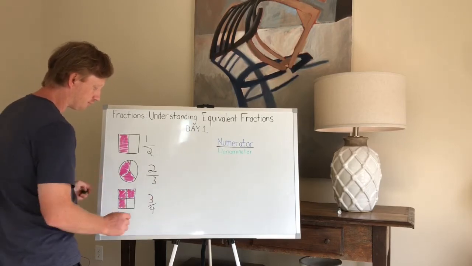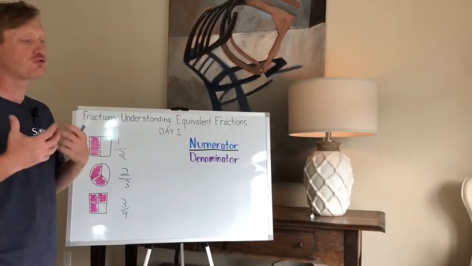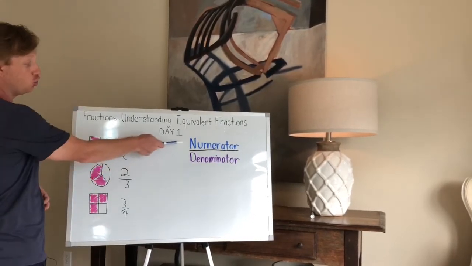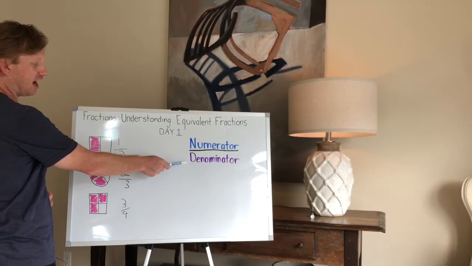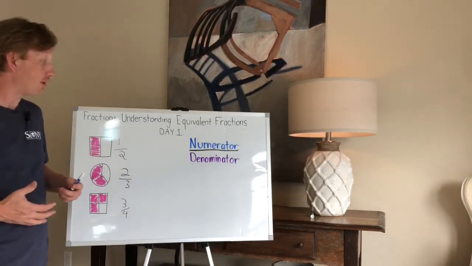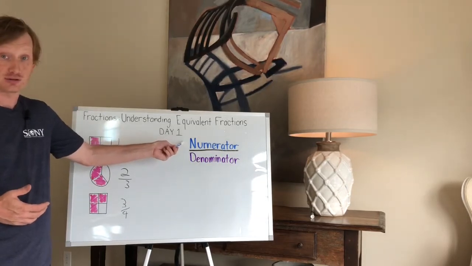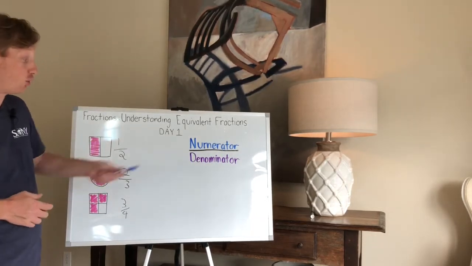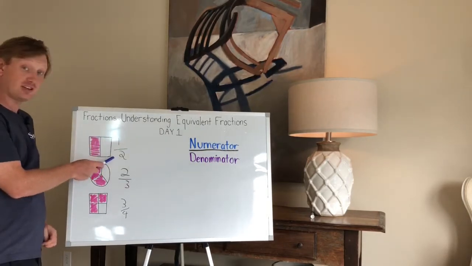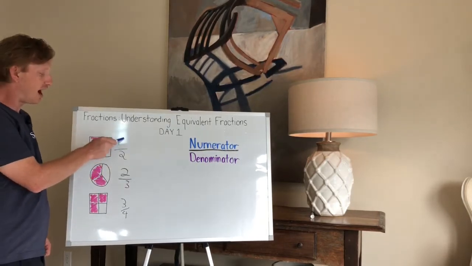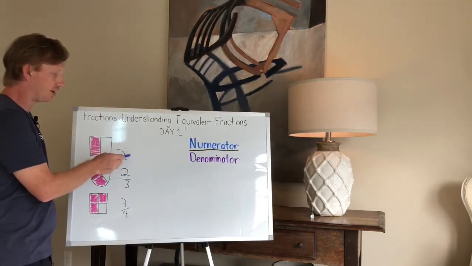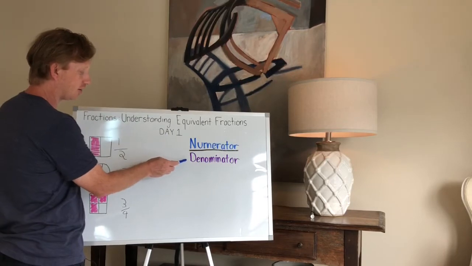3/4. Now there are two words you're really gonna need to know when we're doing fractions. They are numerator and denominator. When looking at a fraction, the top number is always the numerator. The bottom number is always the denominator. So in 1/2 here, the 1 is on top and would be the numerator. The 2 is on the bottom and would be the denominator.